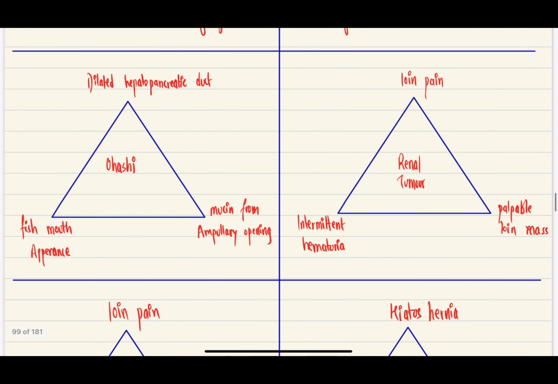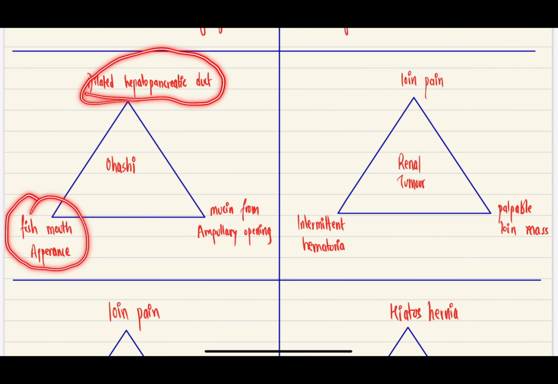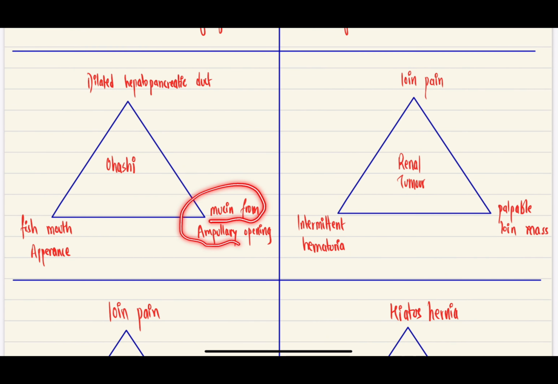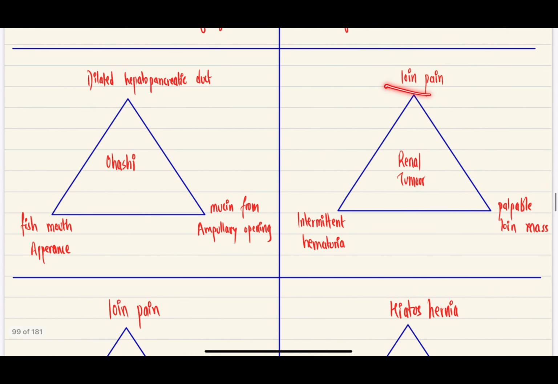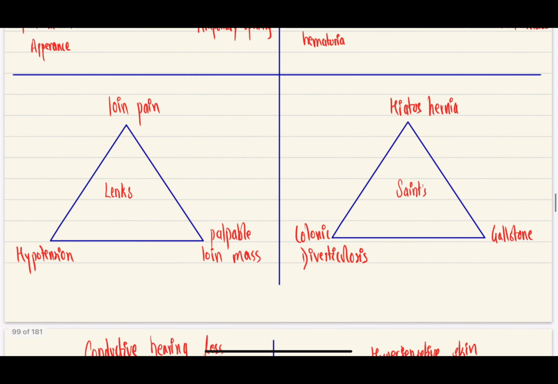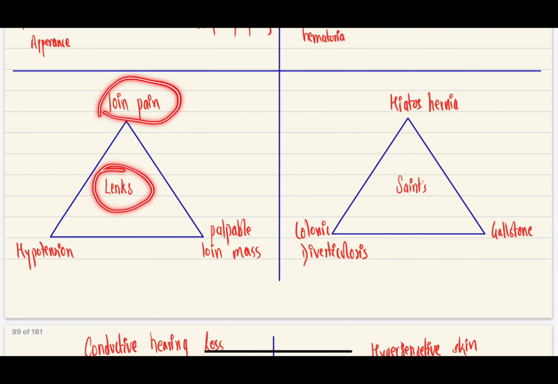We have the Ohashi triad, which consists of the related hepatopancreatic duct, fish mouth appearance, and mucin-filled ampullary opening. We have the triad for renal tumor, which consists of loin pain, intermittent hematuria, and palpable loin mass. We have Leng's triad, which consists of loin pain, hypotension, and palpable loin mass.